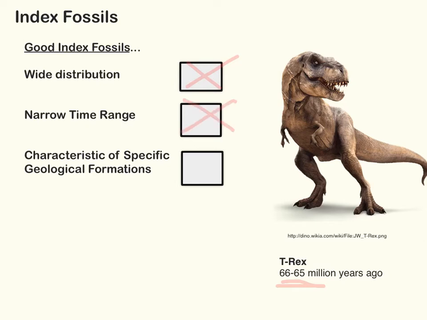Unfortunately, T-Rexes are not characteristic of any specific geologic formation because we have only found about 100 T-Rex fossils. So this one is no. We have not found that they are characteristic of any specific geological formations. Therefore, the T-Rex itself is not a good index fossil.